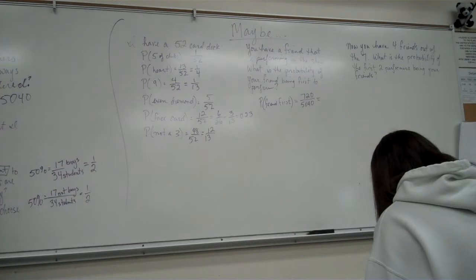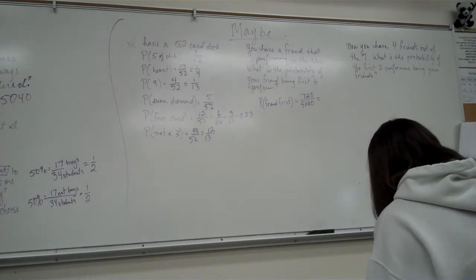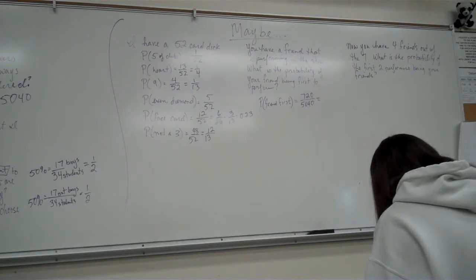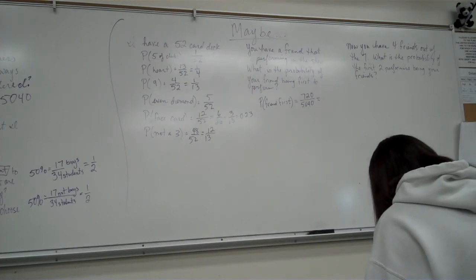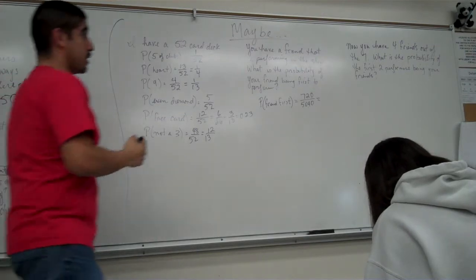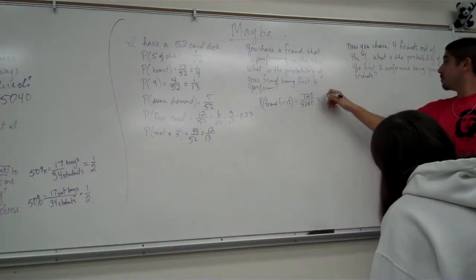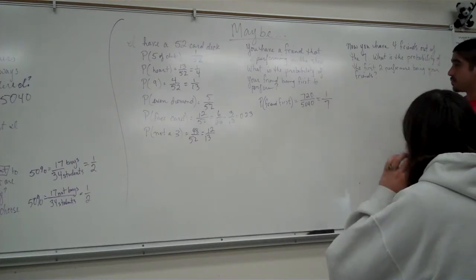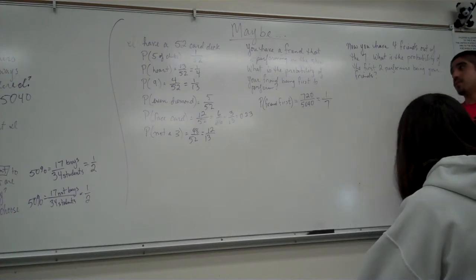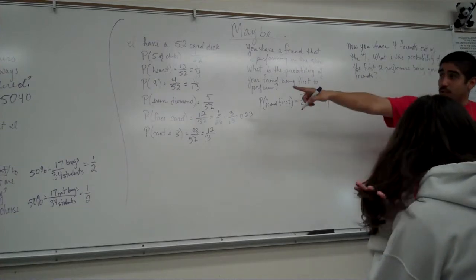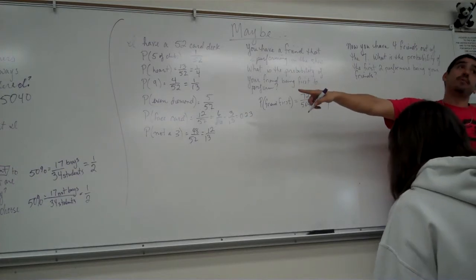Look at this first number. 7. How many friends do we have? 7. How many times can our friend be here in front? It could be 7, but we have 1 friend, so it's just going to be 1 out of these 7. So really this is just 1 over 7, because out of those 7 possibilities in front, we can have 1 of them.